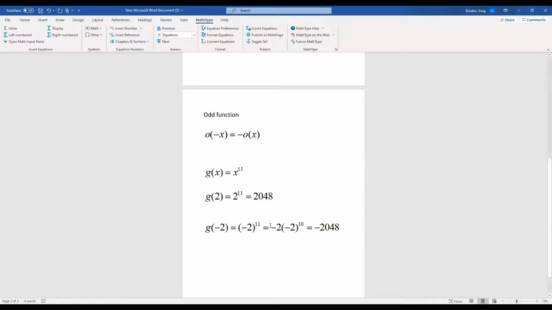So polynomial functions where all of the exponents are even are even functions, and polynomial functions where all of the exponents are odd are odd functions. But in most cases, the polynomial function is going to have a mixture of those, and it will be neither of those. So, for example, let me create something here, P for polynomial.